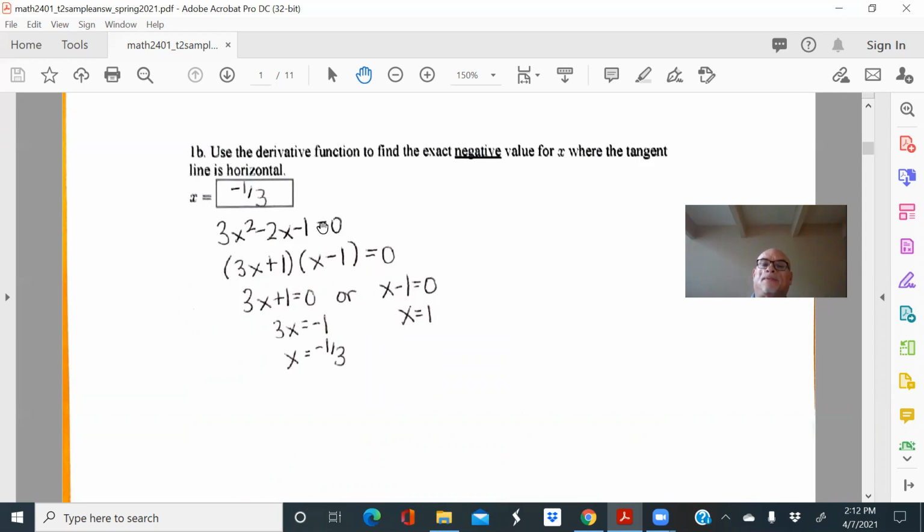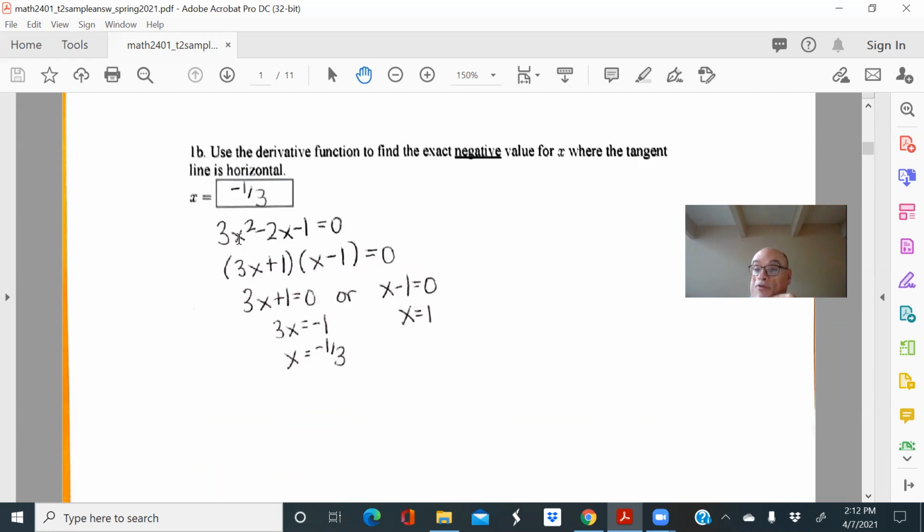And exactly the purpose of that is to find where tangent lines are horizontal, or where we have peak or valley turning points on the graph of a function. So we're left with solving this equation, 3x squared minus 2x minus 1 equals 0. Now, that's a quadratic equation, so we have lots of options for solving that equation.